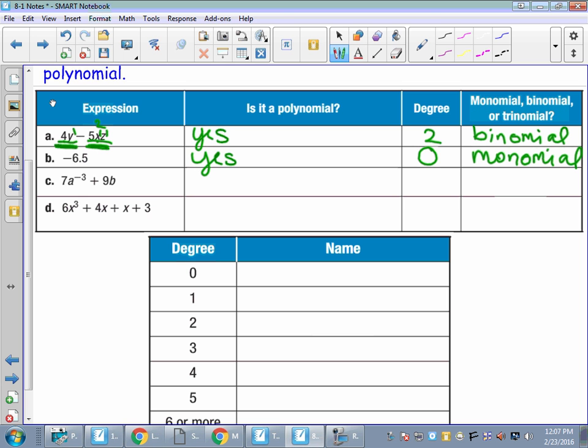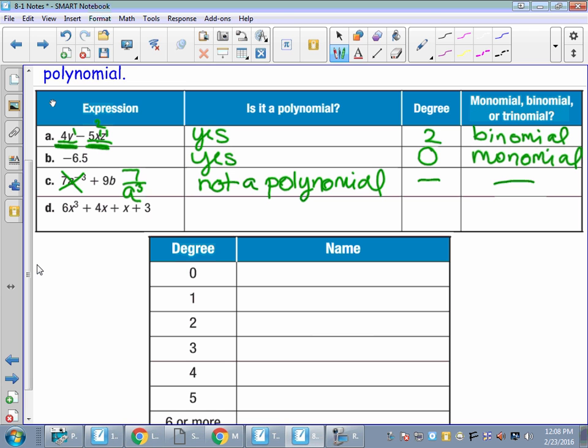Part C, now if you look at Part C, that a to the negative third implies that a to the third is in the denominator, and that is not multiplication, that's division, so that's not a monomial at all. And so what we have is not a polynomial. If it's not a monomial, it's not a polynomial. So those same rules of monomials apply to polynomials. So this won't have a degree, and we can't call it anything at this time.